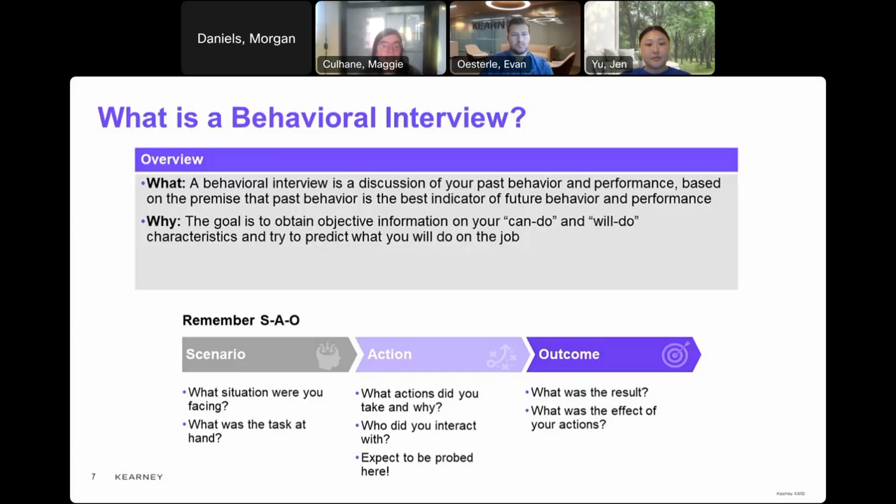The A is the next component, and it's the most important. What are the actions that you took and why? And then what were the implications? Who did you interact with? We'll spend some detail in terms of, what actions, what happened. This is a bit of a story.